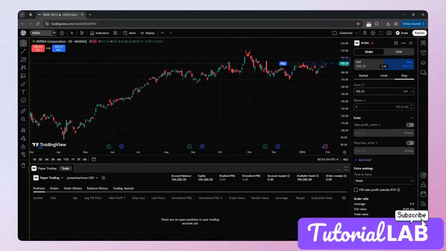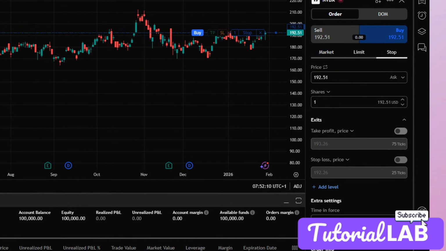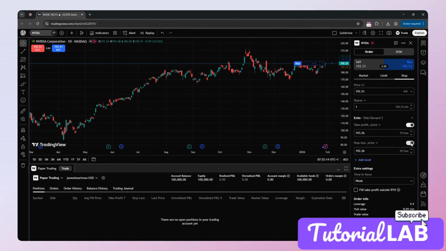Below that, we enter our price and the number of shares. Always double-check these details. Accidentally entering the wrong number of shares is a mistake we all want to avoid. We can also set our take profit and stop loss levels right in the order window. This is a great way to manage risk automatically and helps keep emotions out of our trades. When everything looks good, we click buy or sell to place the order.